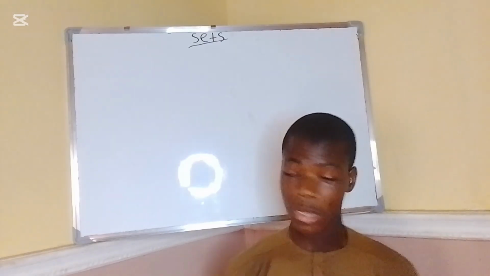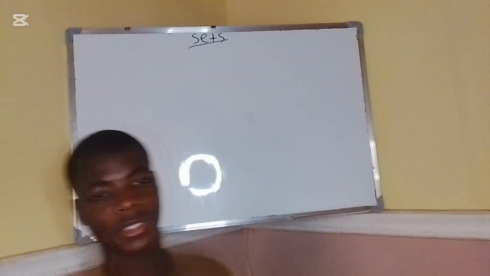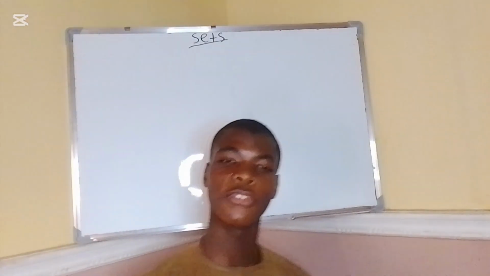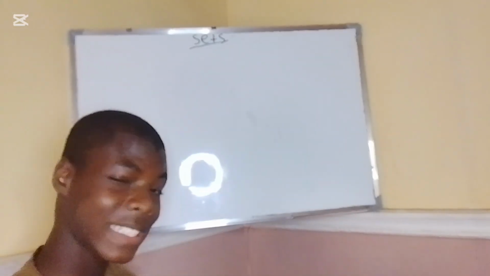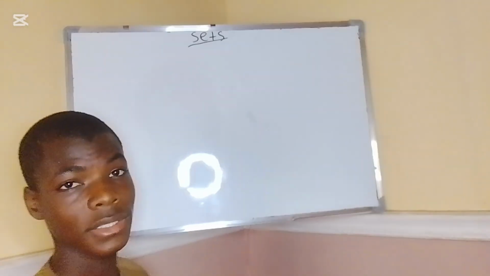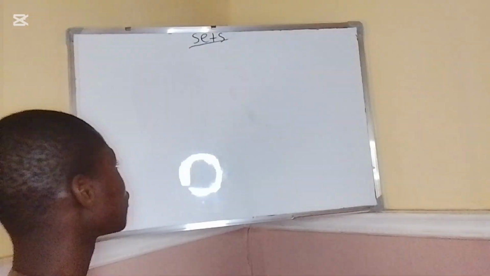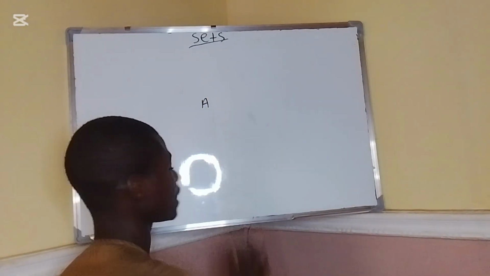So from the word sets, what is a set? A set is a collection of well-defined objects. So let me show you a set. First, I have a set A.